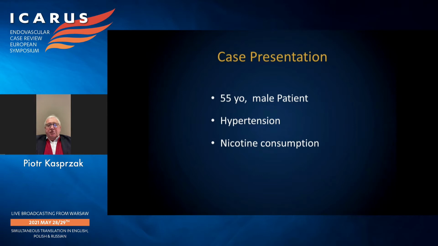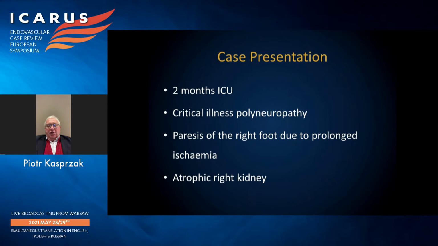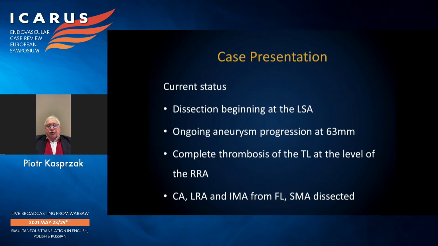Best greetings from Regensburg. We would like to present a case: a 55-year-old male with acute aortic dissection in 2014 in Greece, true lumen collapse, and malperfusion of the right renal artery. He had a femoral bypass due to ischemia of the right leg. He was 2 months in the ICU with critical illness, polyneuropathy, and paralysis of the right foot due to prolonged ischemia.